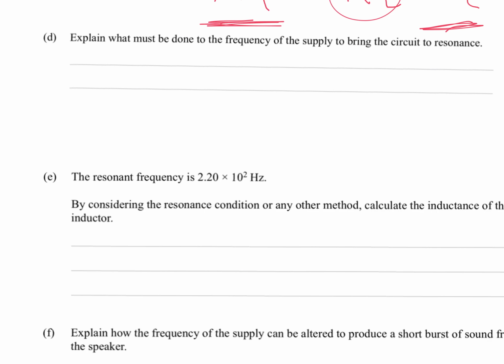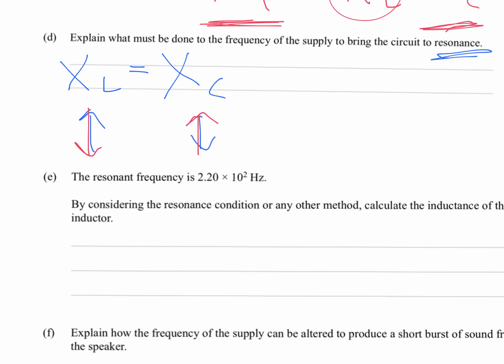Got to move on. D. Explain what must be done to the frequency of the supply to bring the circuit to resonance. So resonance is a condition where XL equals XC. And at this stage, XL is much larger and XC is much lower. So we have to reverse that. We have to drop XL and increase XC.